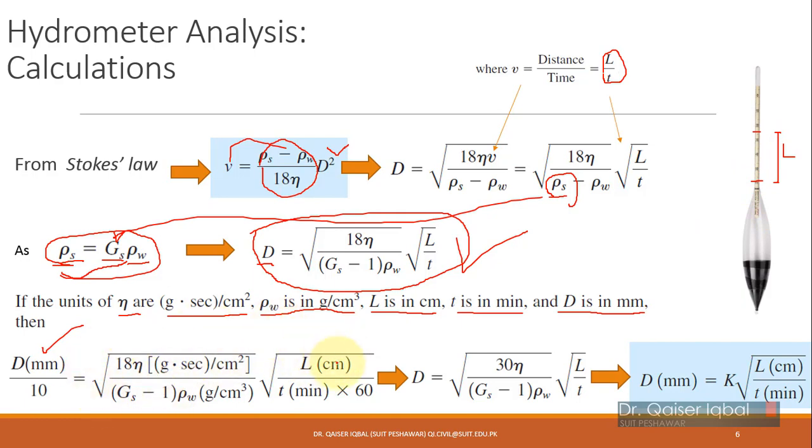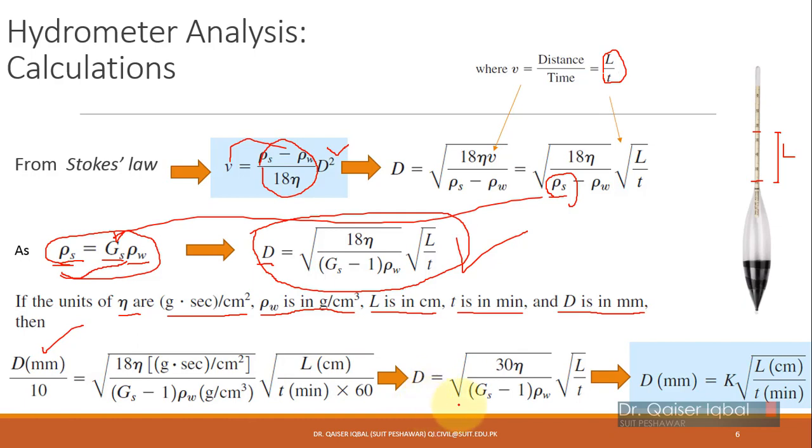So on the right-hand side you have centimeters, on the left millimeters. That's why I am dividing this by 10, because 1 centimeter has 10 millimeters. So 18 eta divided by (Gs minus 1) times rho w in gram per centimeter cube. G is unitless, so we are not writing a unit there. Length we put in centimeters, and time we record in minutes. Because we are reading time in minutes, I multiply this by 60, since over here we are recording it in seconds for the viscosity.